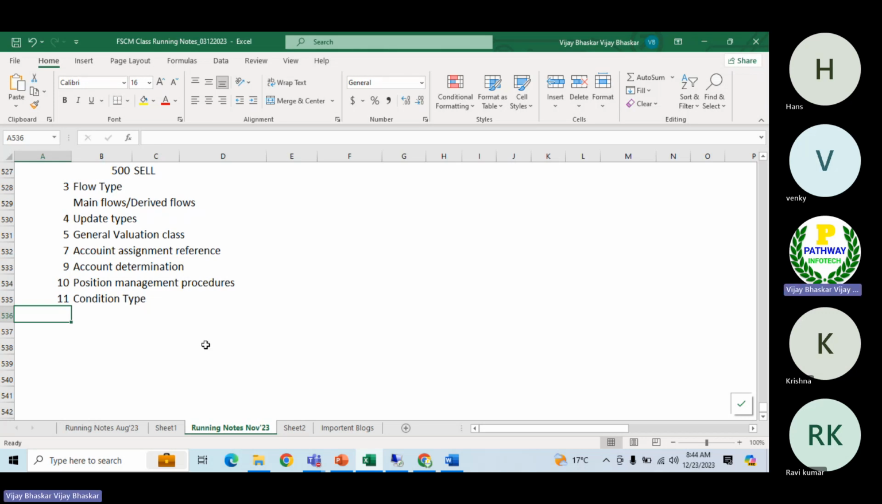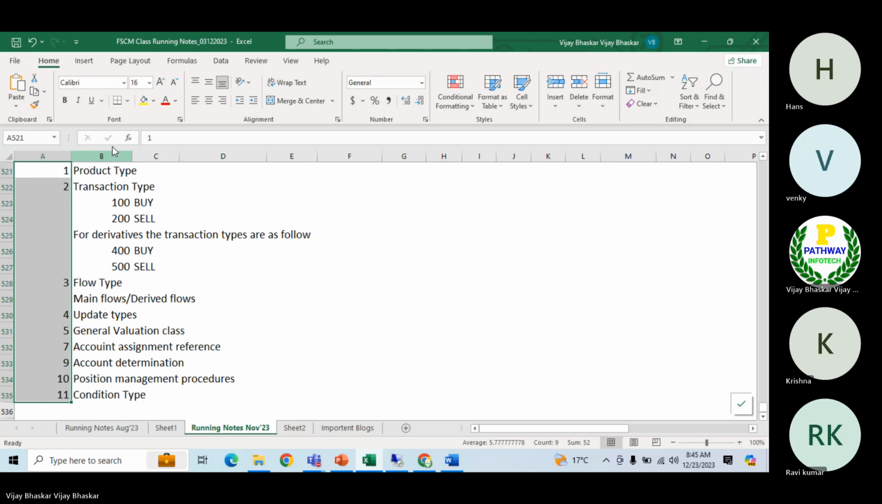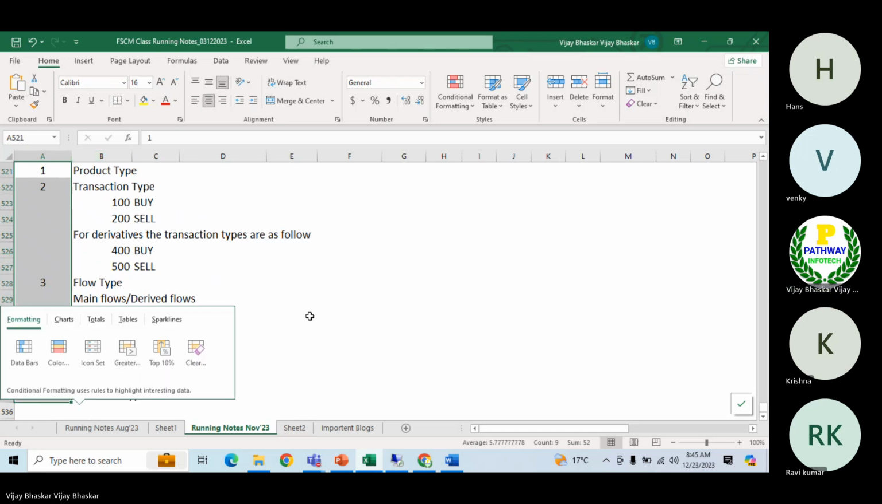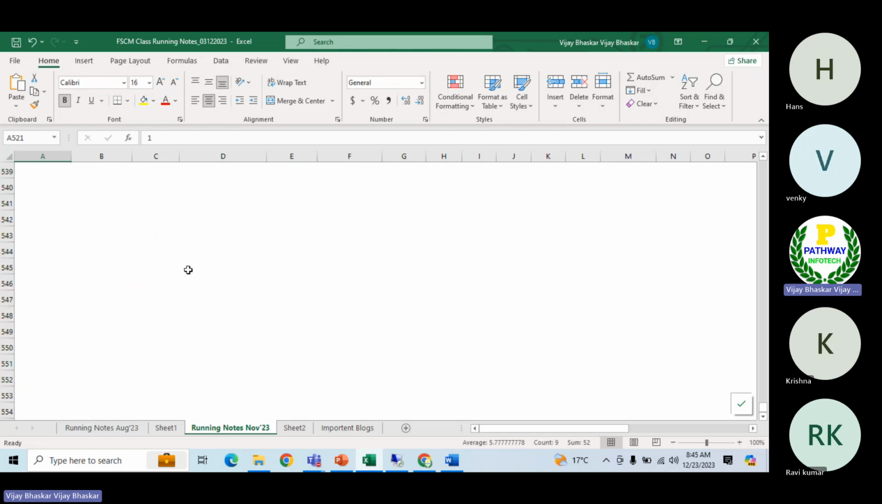Fine. Now let us start. A few basic configuration settings are required. In the finance and controlling module, to start with the basics, like posting GL transactions, we require some basic setup. In treasury also, in order to perform treasury activities, we definitely require some basic configuration. What are the configuration steps needed?